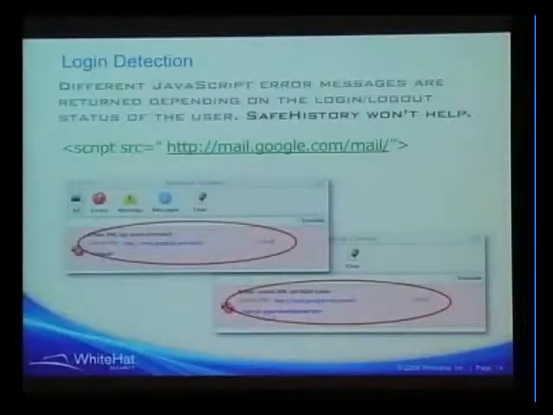If you're logged in, it'll show you your Gmail. If you're not logged in, it'll show you the login screen. You script source that in, and what happens is, depending on the state of the user, logged in or not, it'll cause the JavaScript interpreter to error on two different lines. If they're logged in, it'll error on line 8. If they're not logged in, it'll error on line 1. You just do some JavaScript checking, and you can actually see if they're logged in or not.